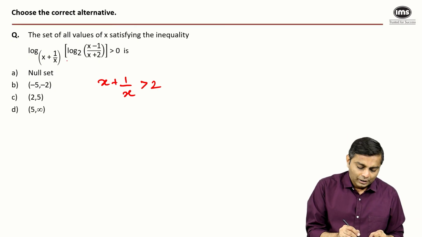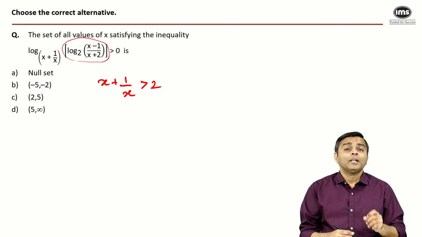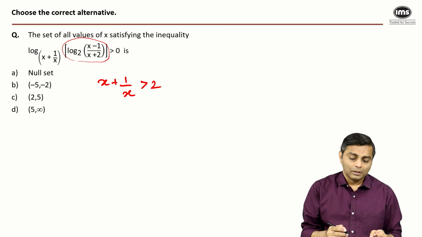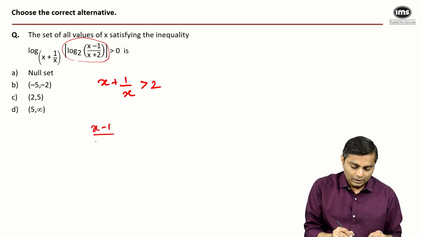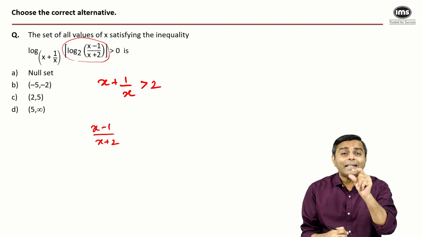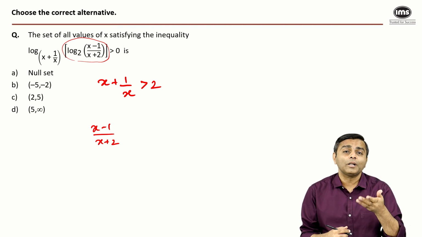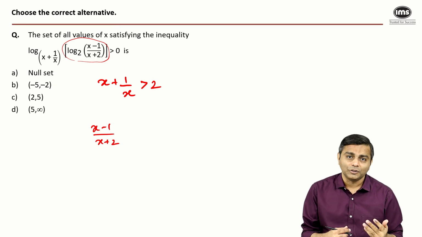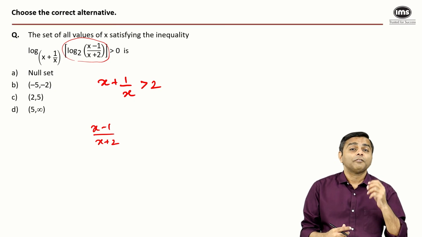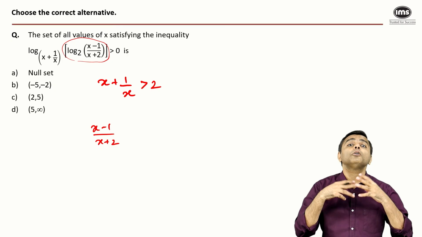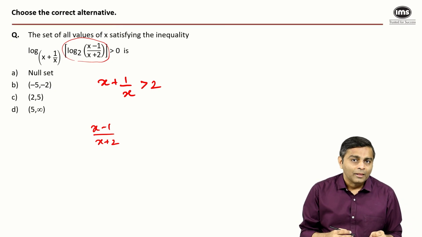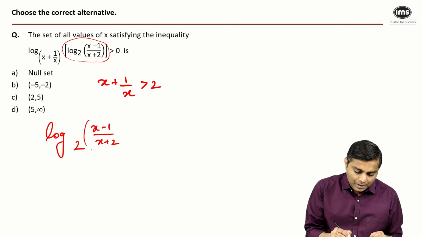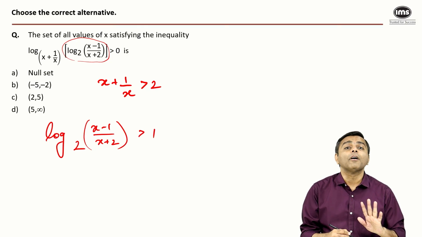Now, look at the inner log. In this particular log, the base is given to be 2 and the argument is x minus 1 upon x plus 2. That number and the base. See, we know now that x has to be greater than 2, correct? So, x minus 1 and x plus 2 both are going to be positive and 2 is also positive. When the number and the base is positive, the log is greater than 1. So for example, this guy to this base has to be greater than 1, that is for sure.